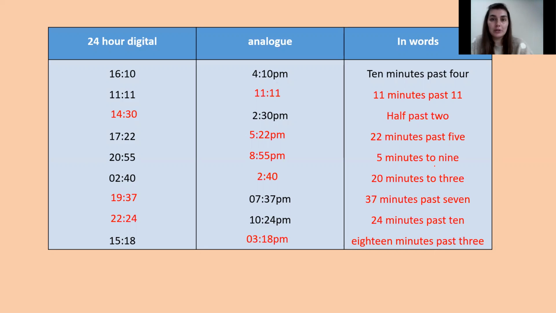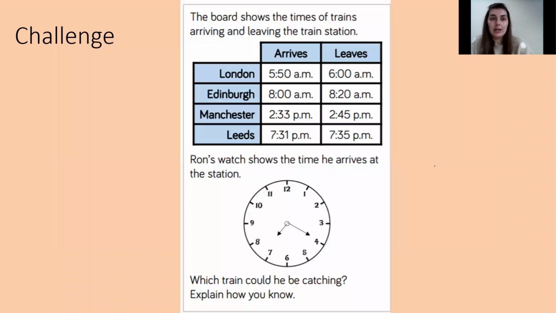Now, moving on to today's challenge. It says the board shows the times of trains arriving and leaving the train station. So this is our board here. And it also says that Ron's watch shows the time he arrives at the station. And which train could he be catching? Explain how you know. So using the train timetable and Ron's watch, can you work out what trains he could be catching?